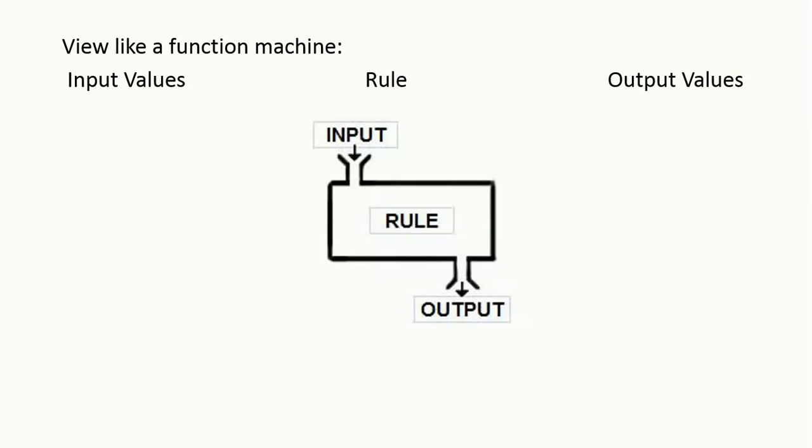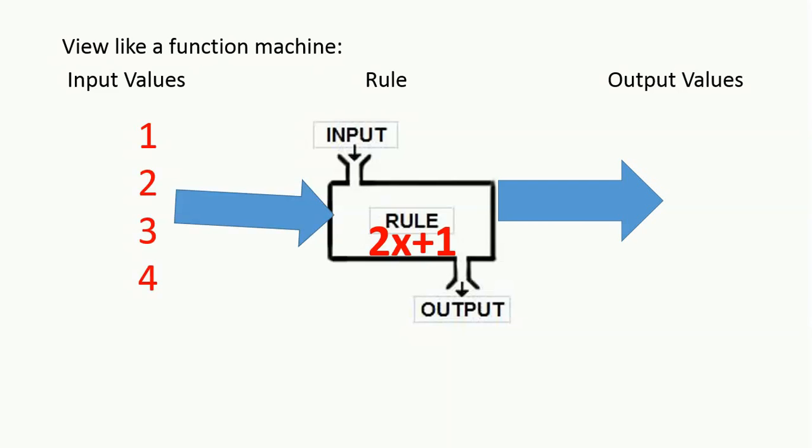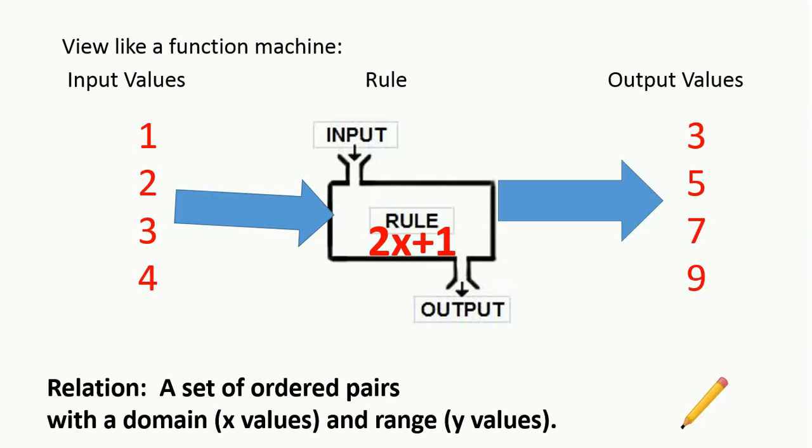So you're going to want to view these like a function machine. So you have your input values. Let's say they're 1, 2, 3, and 4. And you're going to put them into our machine, which is our rule. Our rule, let's say, is 2x plus 1. Well, every time I put an input in, I should get an output value of 3, 5, 7, and 9 because I took the 1 and put it in for the x and I got 3, right? So this is what's known as a relation.